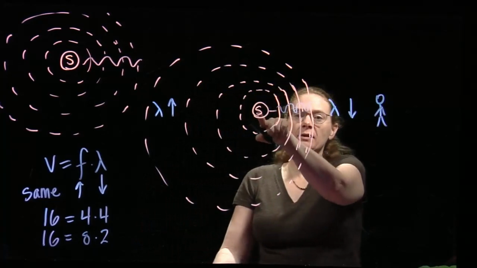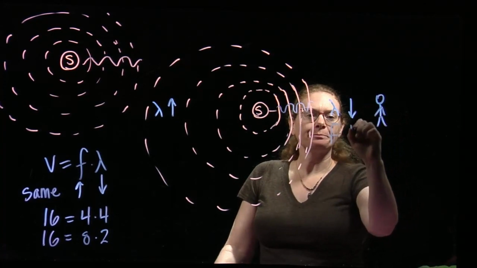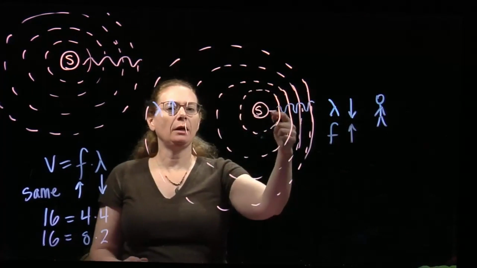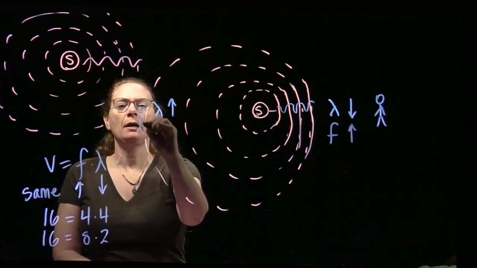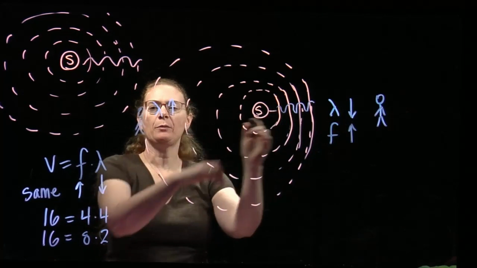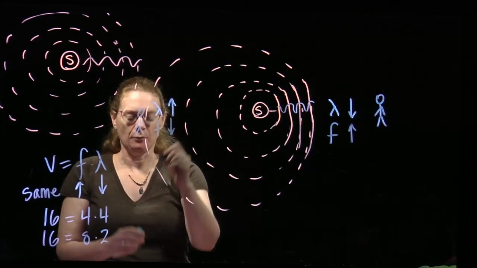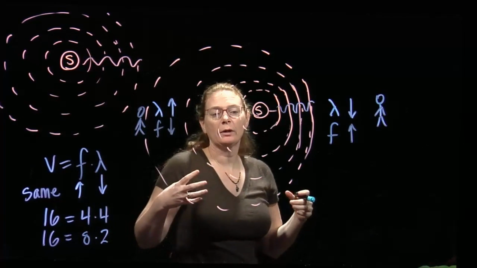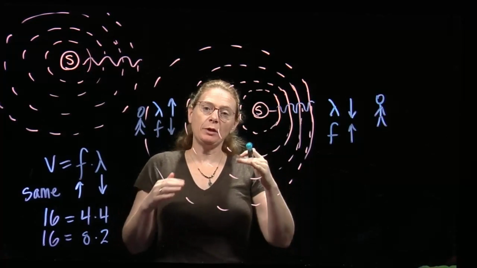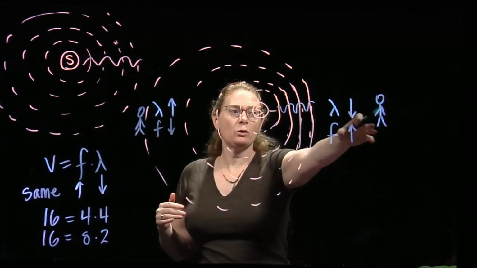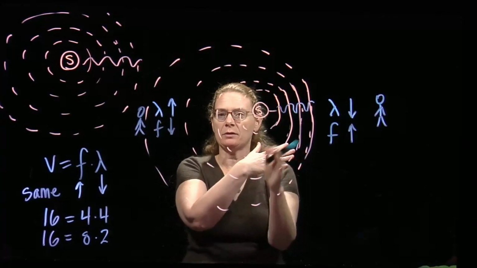So when the source of sound is moving towards an observer, the frequency goes up. If the observer is standing back here and the source of sound is moving away from them, the frequency goes down. And this is what you hear when you are hearing the Doppler effect. It's pitched high when it's coming towards you, but as soon as it goes past you, it drops down.